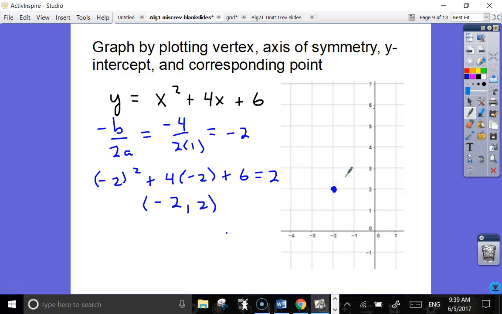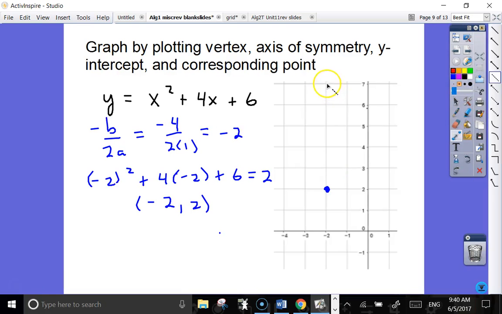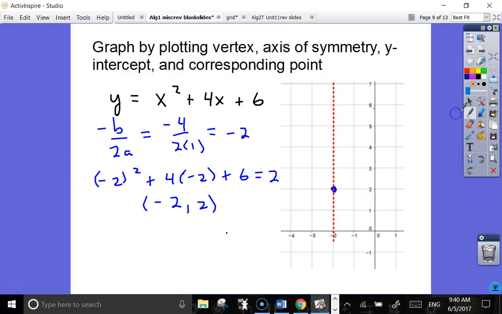Okay. Remember, the axis of symmetry goes right through that. Okay, now what is the y-intercept? How can you tell the y-intercept when you're looking at the quadratic equation in standard form? No, it's this number right there. It's the constant, plus 6.